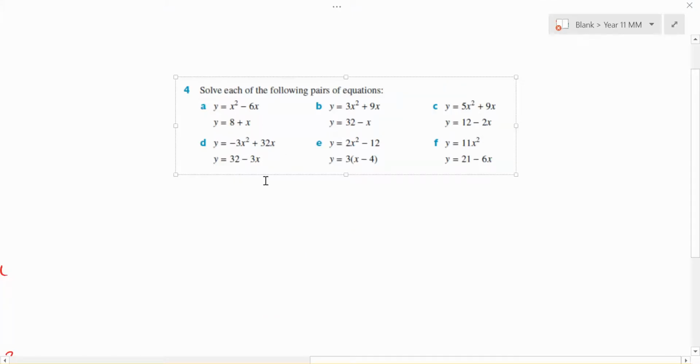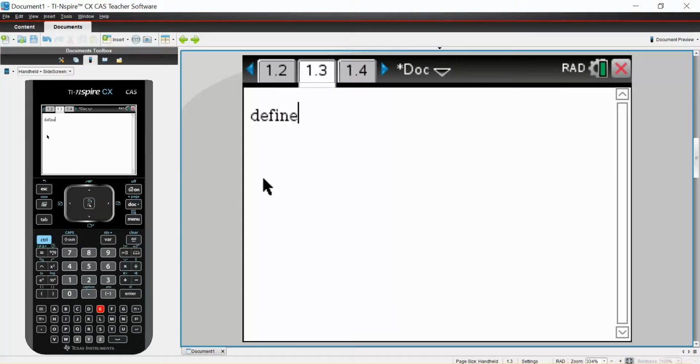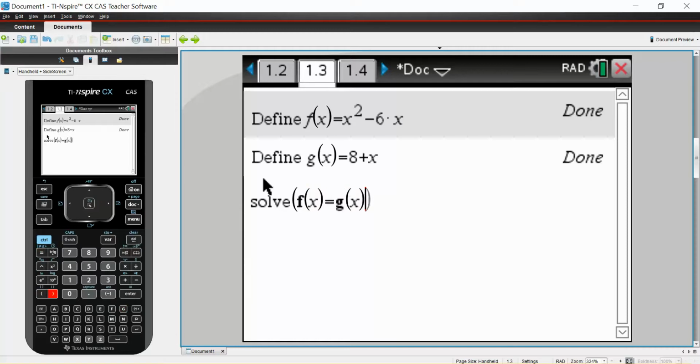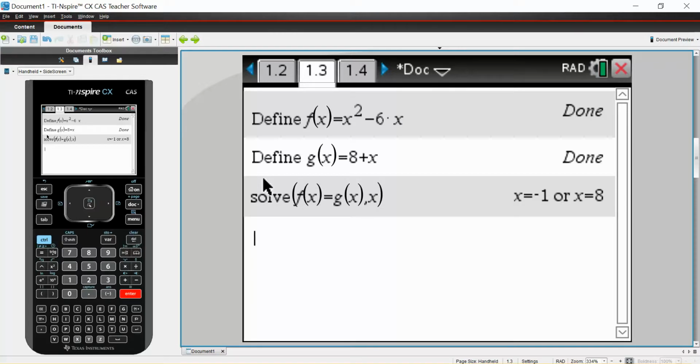4a, you got x squared minus 6x. So I can say define f of x equals x squared minus 6 times x. Okay, that's done. And I can do define g of x equals 8 plus x. Done. And what do I want to do? I want to solve for f of x equal to g of x. I want the y values to be the same at the intersection. And I want you to find if there is an x coordinate. Oh, yes, there is. -1 and 8.